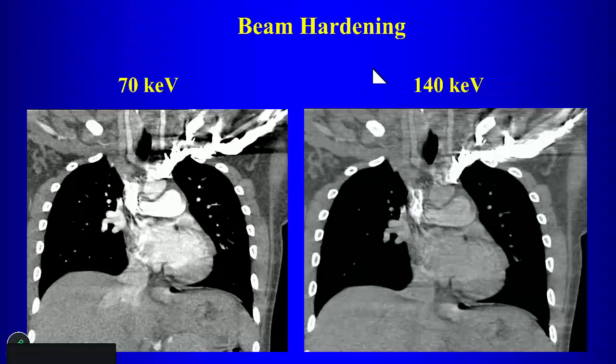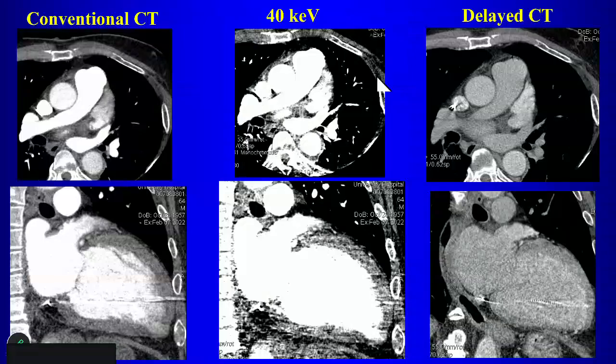To get rid of beam hardening, so with metal and all that stuff, you can get rid of beam hardening artifact by, in your virtual reconstructions, increasing the KEV. That can get rid of the beam hardening.